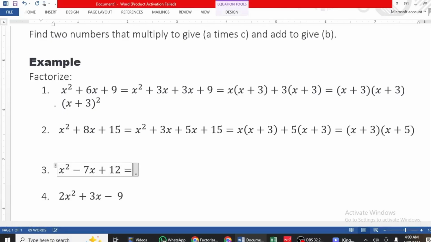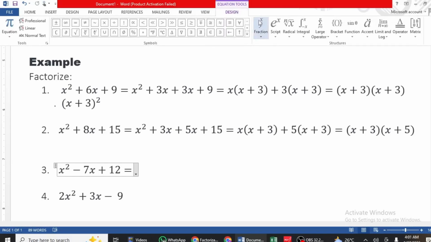Example 3. The sum is -7 while the product is 12. That is, the coefficient of x squared times 12. That one will give you 12. Then you think of two numbers that when you multiply together, you will get 12, and when you add together, you will get -7. And the two numbers are 3 and 4. But because of the minus that you have beside 7, the two numbers now will be -3 and -4.